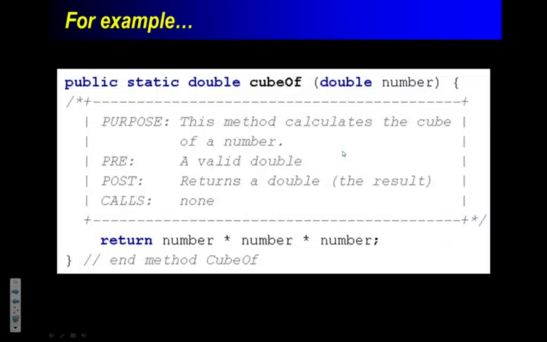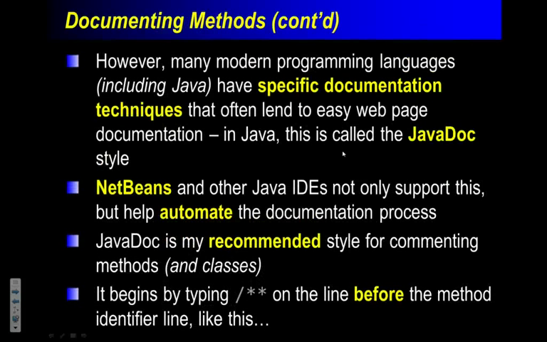And here's the example. So this would be a traditional way you could document a method like cubeof. You'd say, this is the purpose, these are the preconditions, these are the postconditions, and these are the calls. And I made it look really pretty by putting a little box around it. That's old school. You can, and I won't deduct marks if you comment that way. But Java, like most modern programming languages, has a specific way to do this, and Java calls it the Javadoc style. NetBeans and Eclipse and other IDEs will automate this for you. So it's not a lot of work for you. And that's the way I'm going to recommend you do it.